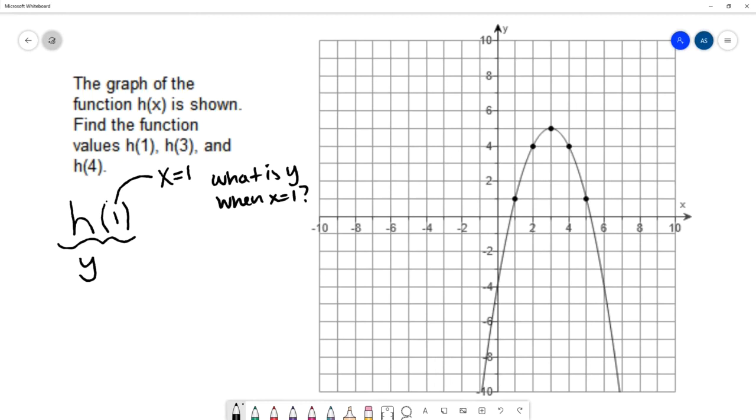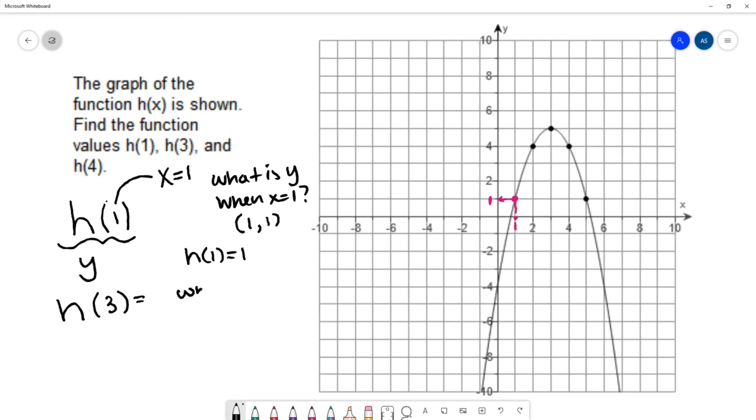So we're looking for an ordered pair that has an x of 1. So I'm going to go on my x-axis right here to where x is 1, and I want to find that point on the graph. And you want to find the y value that goes with that, and that's 1. So because we have the ordered pair (1, 1) on the graph, we know that h of 1 equals 1. So let's try it with the next one. h of 3.